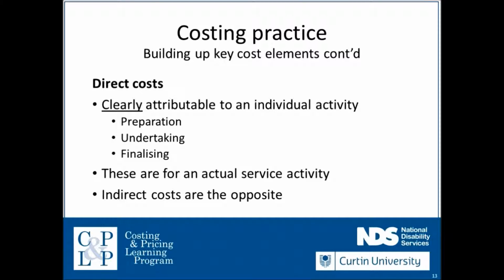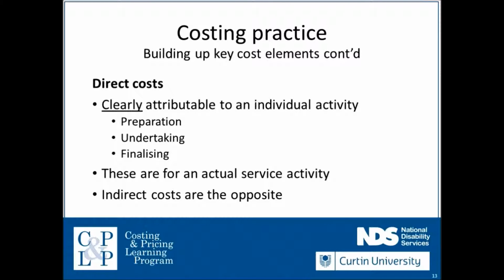The third element that's important to think about is the idea of direct costs. And I mentioned before that often carers' salaries are considered to be variable costs because we tend to allocate them on a, if you like, a per job basis or a per unit of measurement basis. They can also be considered to be direct costs. They are those costs that are directly or clearly attributable to an individual activity. So a unit of measurement being undertaken, being prepared for, or even being finalised, so the writing up of notes or anything of that nature, all contribute to the delivery of a particular service and therefore are considered to be direct costs of an organisation.